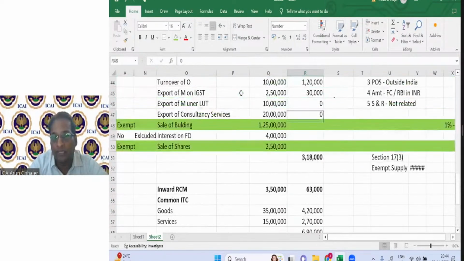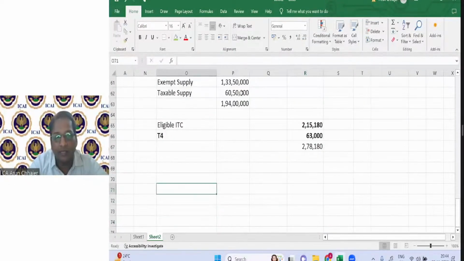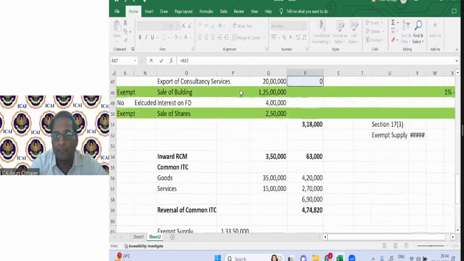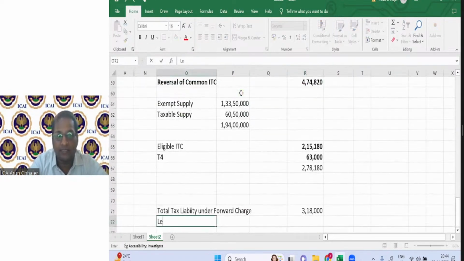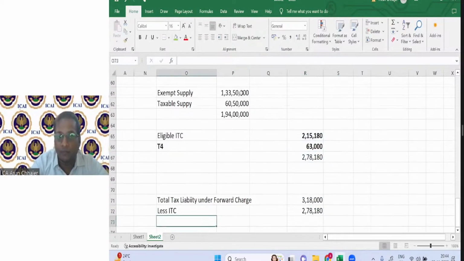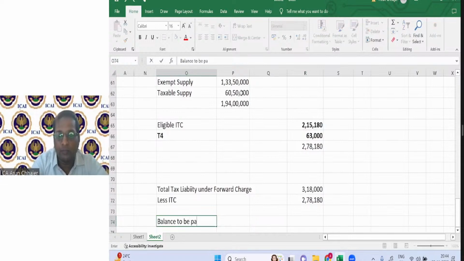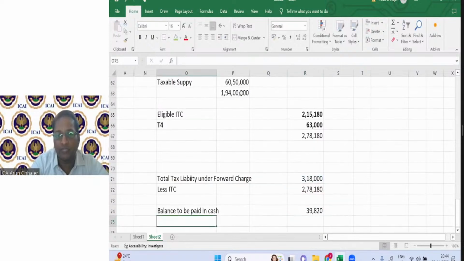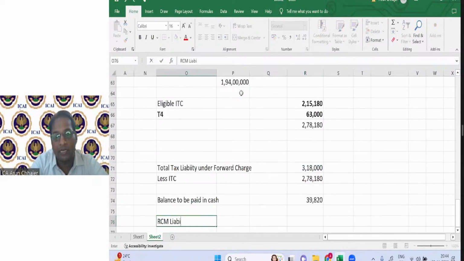So for making payment we have how much ITC? Total tax liability, I can say the total tax liability in the forward charge, how much? 3,18,000 less आईटीसी. कितना आईटीसी मेरे पास में? 278. बैलेंस टू बी पेड इन कैश. कितना कैश में पे करना पड़ेगा? 318 माइनस 270. एंड आरसीएम लाइबिलिटी टू बी पेड इन कैश.